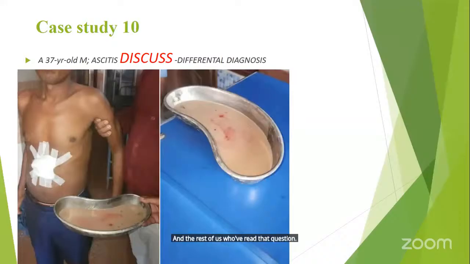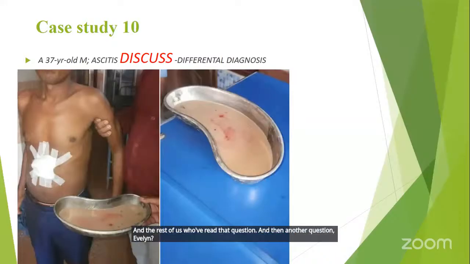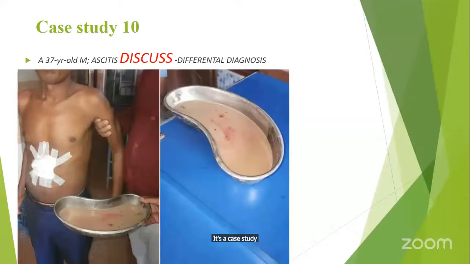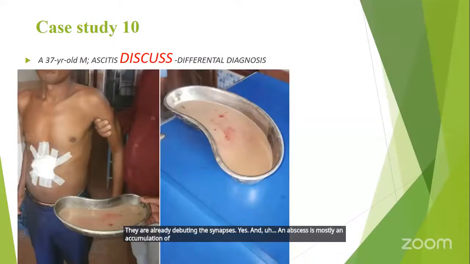And then another question, Evelyn, it's a case study. A 3-day-old child had an abscess on the right upper jaw. Now 1 week old, it has reduced in size. What is supposed to be done in such a case? A 3-year-old baby with an abscess. Yes. An abscess is mostly an accumulation of pus, like a small sac with pus.